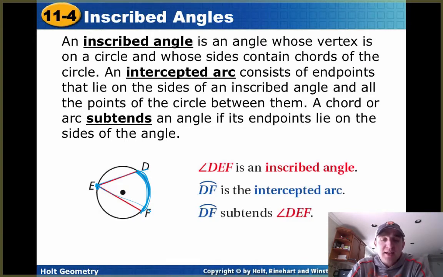We also say that anything that has endpoints where those chords meet the circle is called subtending. So this arc subtends it. We could also say that the chord DF subtends the angle. Subtends just means it's got the same endpoints as those angles there.